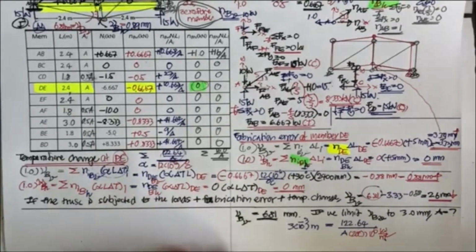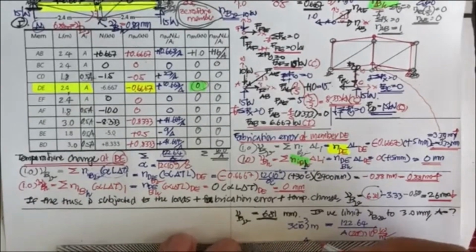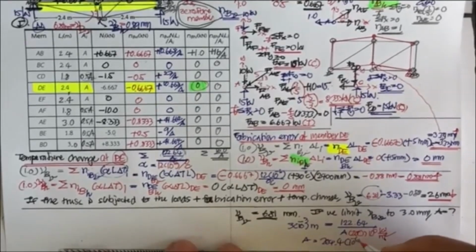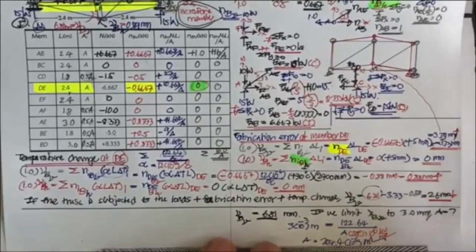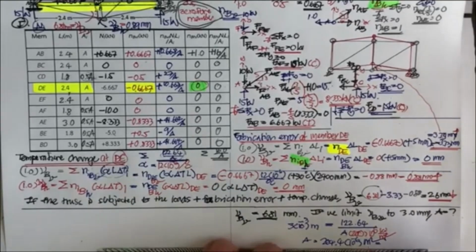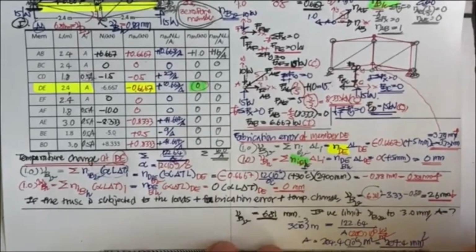So just put the A up here and do the calculation. The A can be 204.4 times 10 to the minus 6 square meter. This is square meter. And you also know that 1 million square millimeter is equal to 1 square meter. So this one is going to be 204.4 square millimeter.